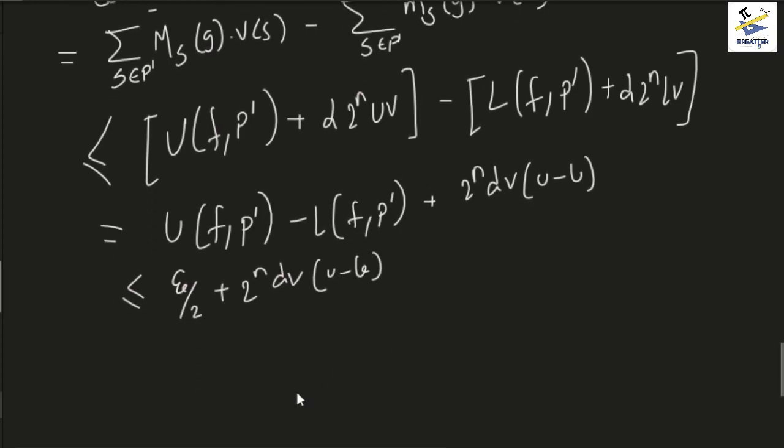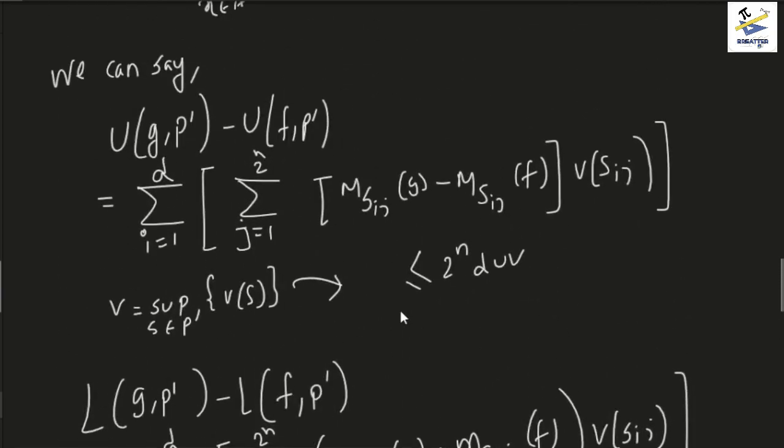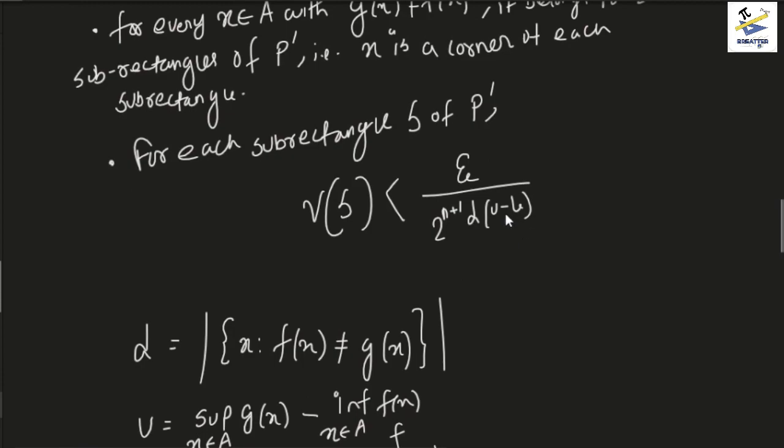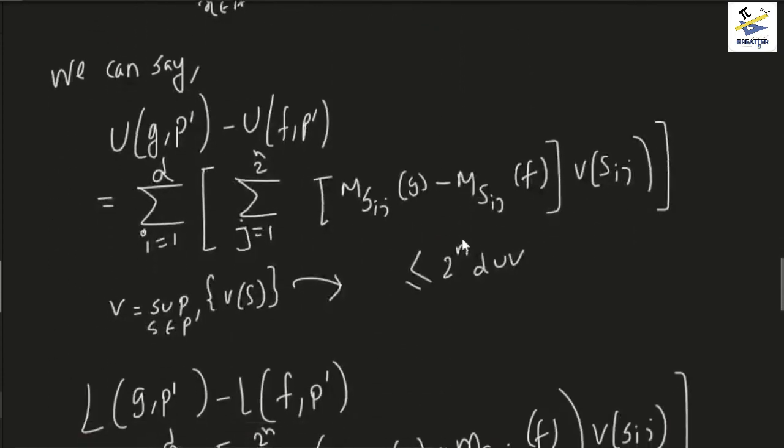But we know that this volume v is less than a particular thing, so what we can do is this: epsilon by 2 plus 2 to the power n into d into u minus l, and v was less. If you go above, what we can see is that v is less than epsilon by 2 to the power n plus 1 d into u minus l.